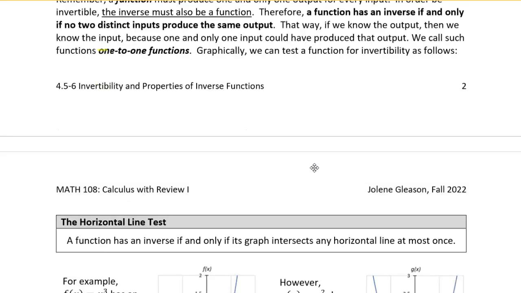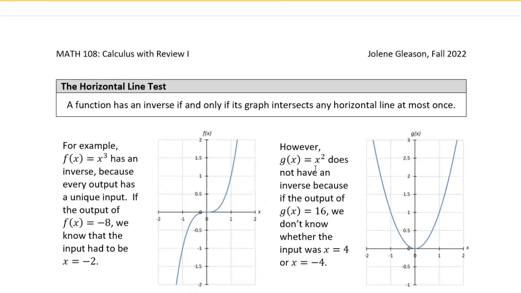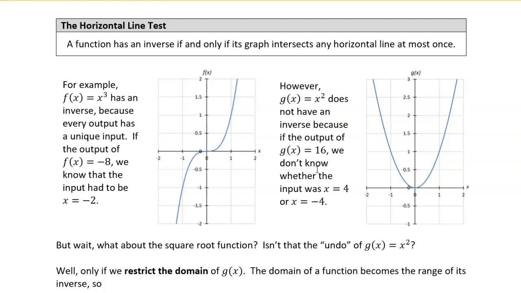All right, so if we have a function, we can tell if it's invertible by looking at its graph, and there's something called the horizontal line test. So remember, we had the vertical line test to test if something was a function. Now we have the horizontal line test to test if a function is invertible. If we can draw a horizontal line anywhere in this graph and it only intersects the graph once, then it's invertible.